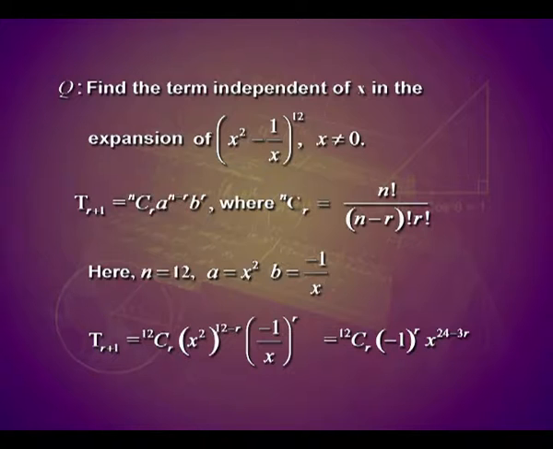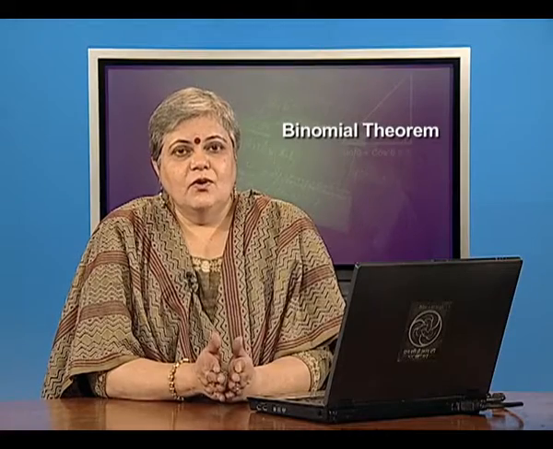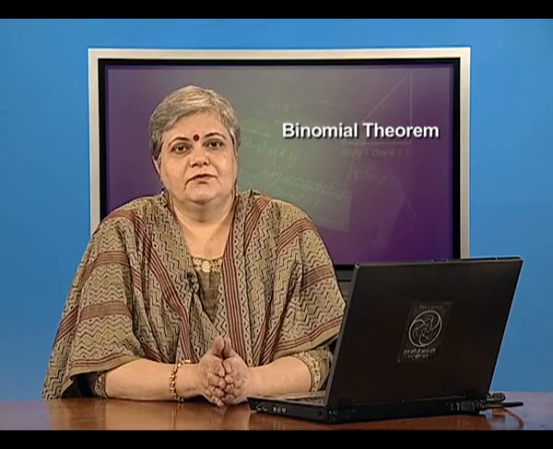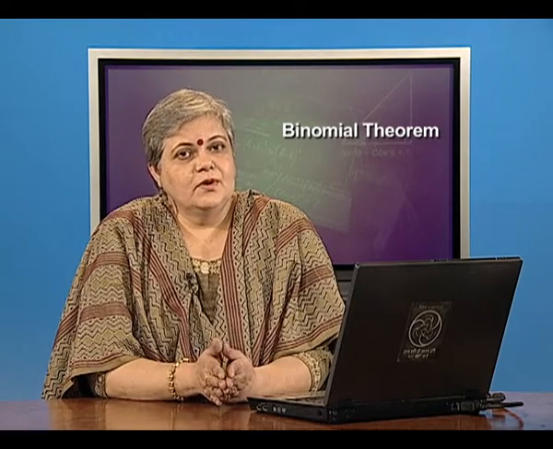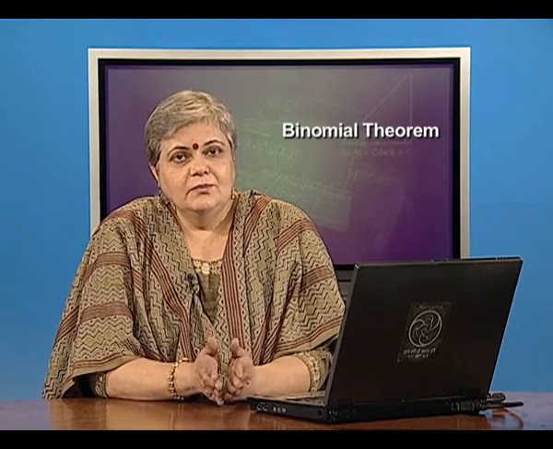I am sure you are now ready to say, oh yes, I can do it. I have to just collect the coefficients, the constant terms separately, and the powers of x together. So, I end up with 12Cr (-1)^r. Do not neglect (-1)^r. It depends on what r would be. If r is odd, you will have a negative value. If r is even, negative 1 to the power of an even number would be positive.